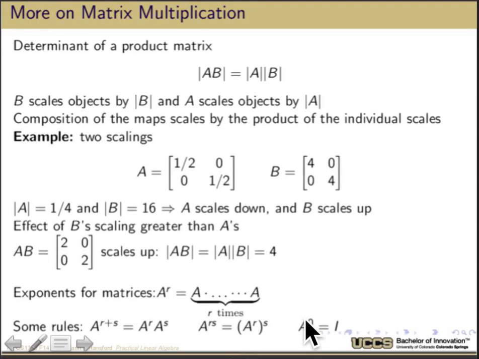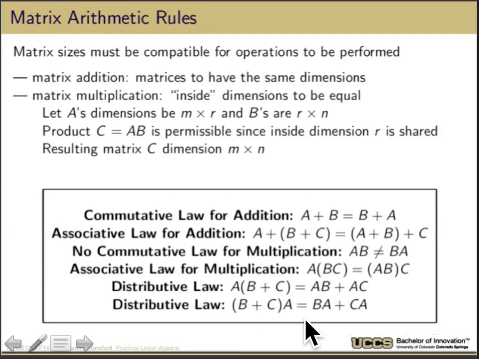We want to summarize a bunch of the matrix arithmetic rules, just to remind you, because these are important. Matrices have to be compatible sizes for their operations to be performed. Matrix addition requires they have the exact same dimensions. Matrix multiplication requires the inside dimensions to be equal. So if A is m by r and B is r by n, then it's permissible because the inside dimension r is shared, and the resulting matrix will be m by n in size.